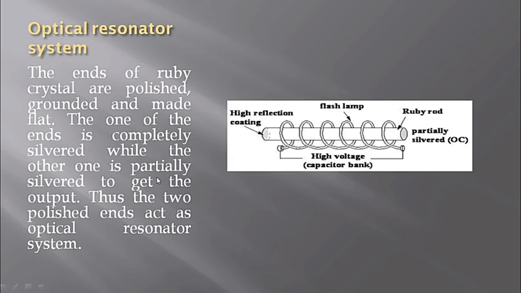Optical resonator system: in the first laser, Maiman constructed it this way. The ends of the ruby crystal are polished and ground flat. One of the ends is completely silvered, while the other one is partially silvered to get the output. These polished ends act as the resonator system. We use a mirror at one end, which is almost highly reflective, and the other is partially reflective, from which we can take the output out. This is the function of the optical resonator system.